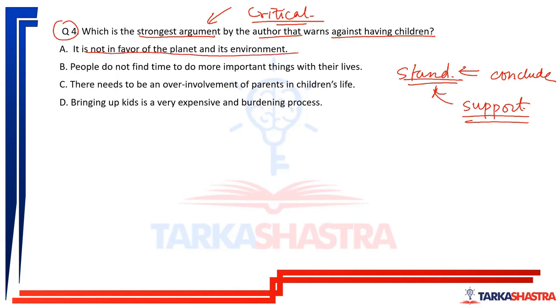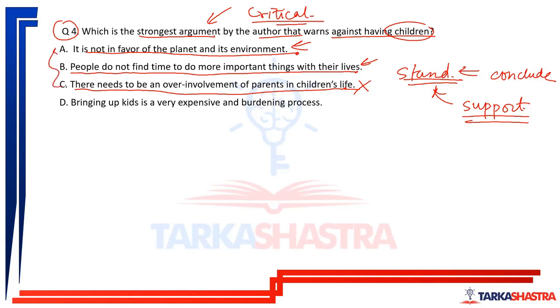It is not in favor of the planet and its environment. This is just mentioned in passing. It is not really mentioned as such in the passage. People do not find time to do more important things with their lives when they have children. Again, this is not something particularly mentioned. There needs to be an over involvement of parents in children's life. In fact, she's saying that she is a mother of this sort, and she might not allow her children to become proper, fully functioning adults. So all three of them can be removed from the set of options.